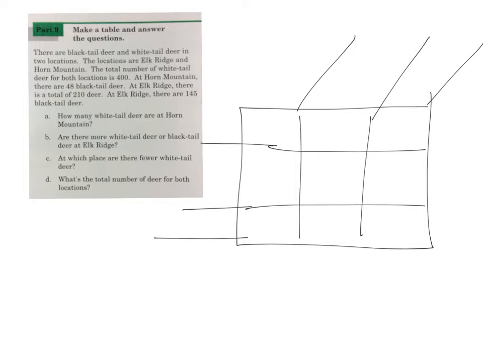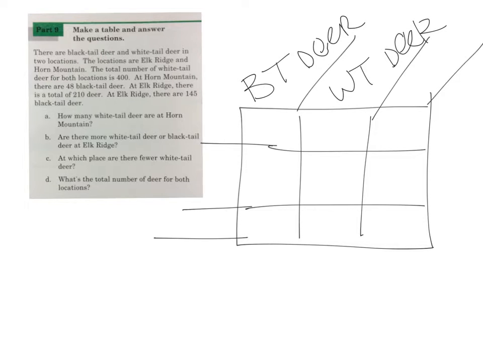So first it says there are black-tailed deer and white-tailed deer. So because those are the 2 things that are named first, those are going to be what goes on top. Remember, if you come in first, you're on top. So I'm going to just do a BT for black-tailed deer, and then here a WT for white-tailed deer. Okay, and then this is for total.